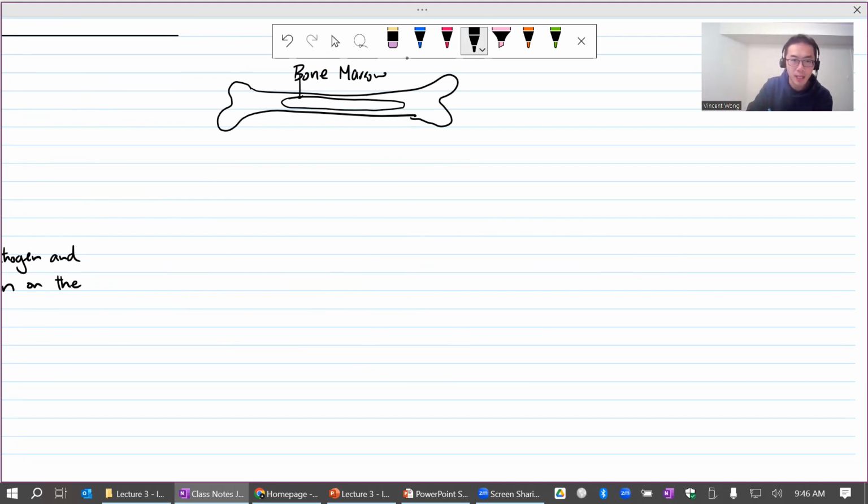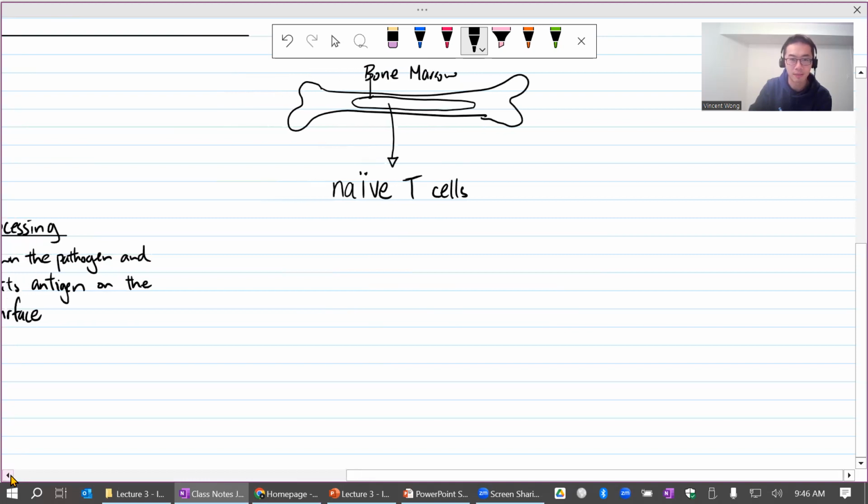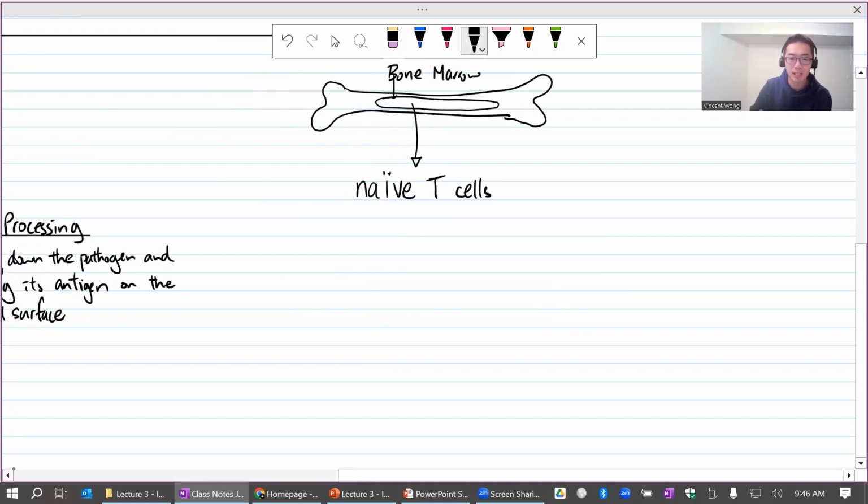As well as other blood cells, like red cells and platelets, but we're focusing on the white cells. So of the different white cells that it makes, something called naive T cells. The proper way is to have two dots on the i, I think it's French or something, but it's okay. You can just write naive, but naive T cells.